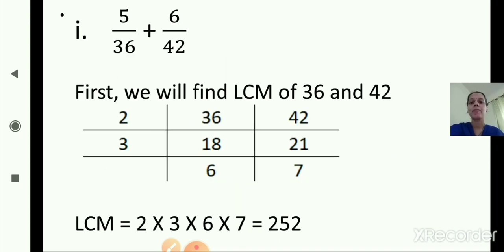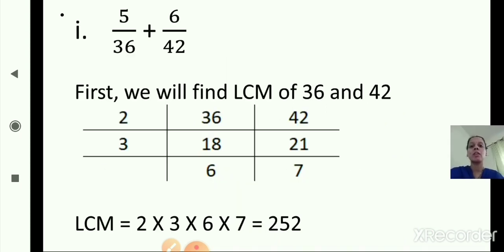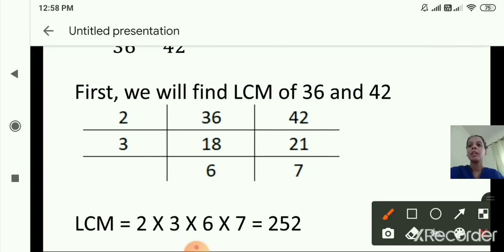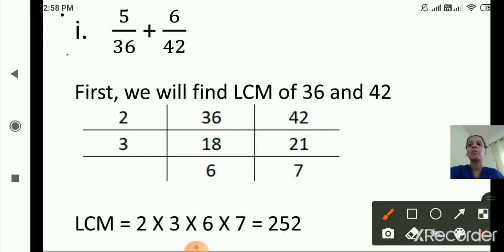Now we'll start solving the sums. As you can see here, first sum, that is carry out the addition of following rational numbers. Okay, now we will add these rational numbers: 5 upon 36 plus 6 upon 42. For addition of rational numbers, first we have to make the denominators equal. Now how will you make the denominators equal? By cross multiplication and by finding LCM.